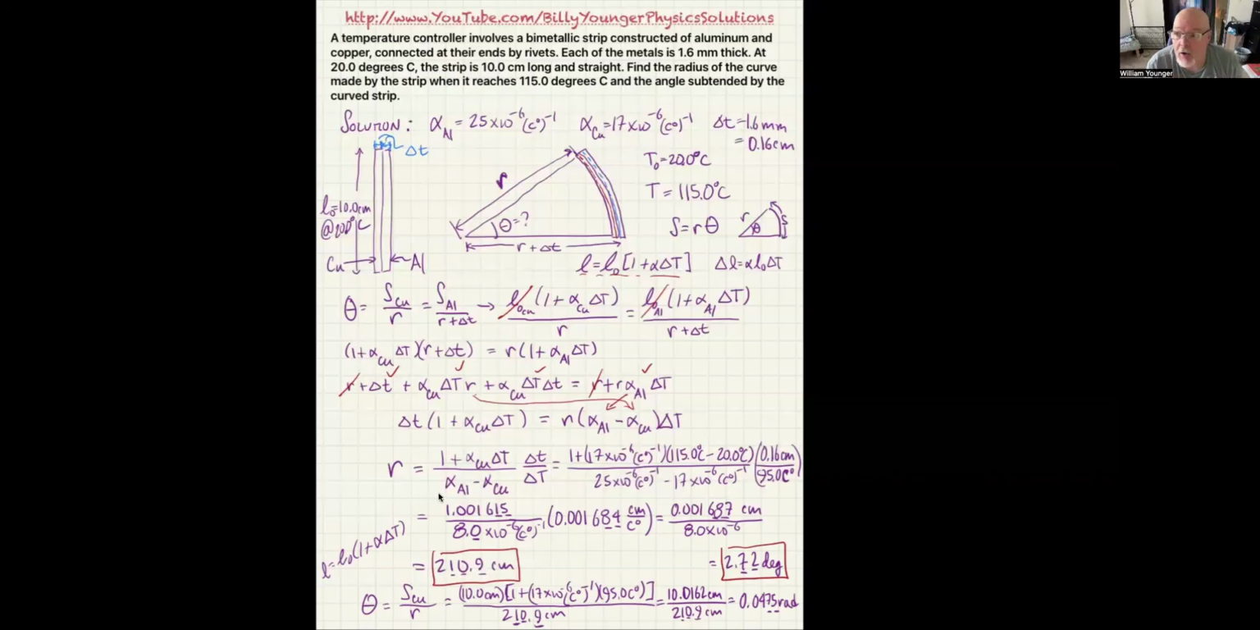So I hope that makes this problem a little less scary, and I hope it is something you can use in the future as a trick to do little things like calling the longer radius r plus delta t.